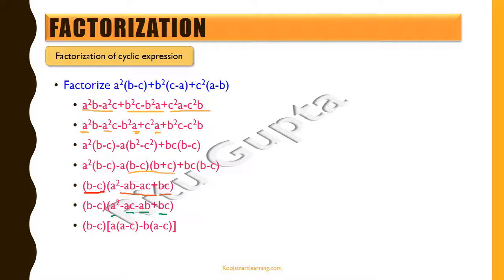Now in this, we take out a common from the first two terms and we get a minus c in the bracket, and we take out minus b from the last two terms and we get a minus c there. We get minus b common and then a minus c. So now again using the distributive property, we get this as a product of b minus c into a minus c into a minus b. So these are the three factors for the given expression. That is how we factorize the cyclic expressions.